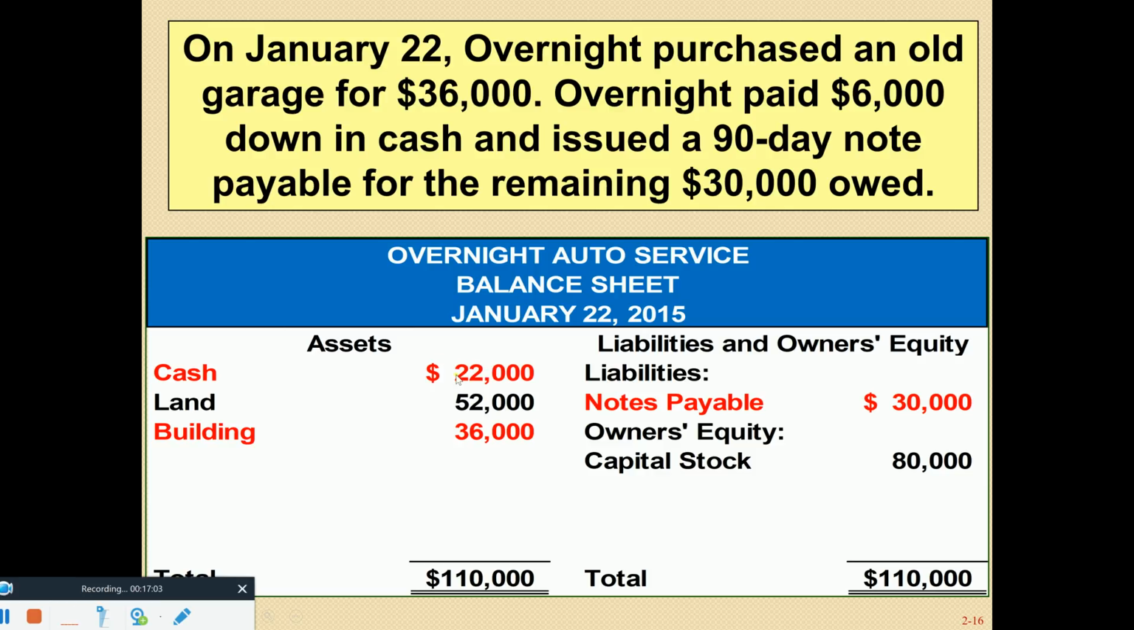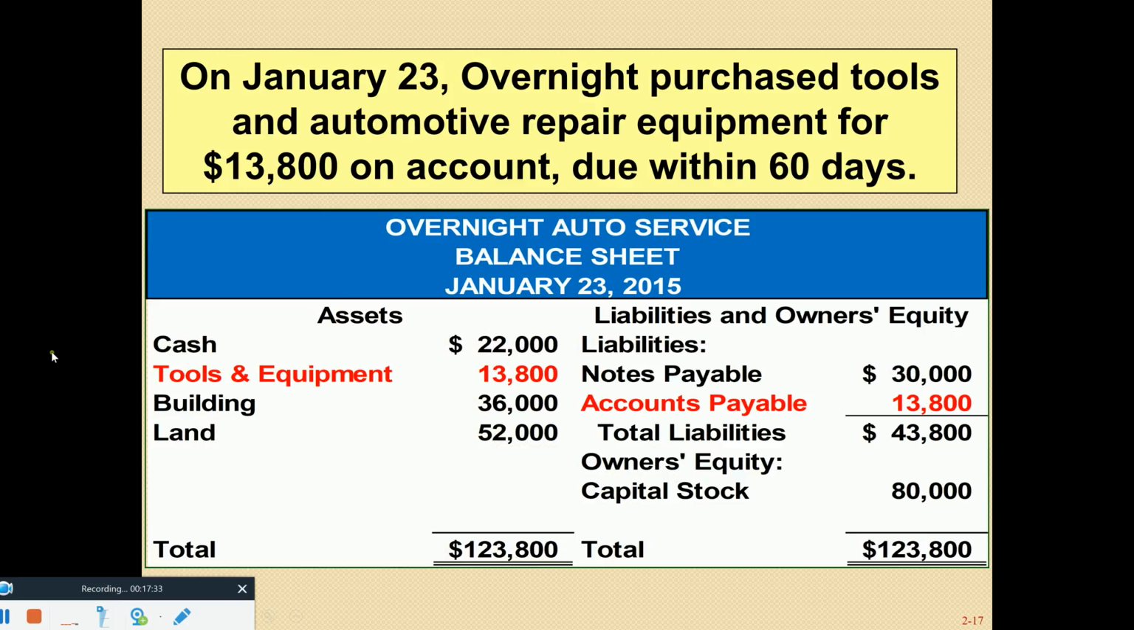This is pretty interesting. Do you remember on the prior slide the cash balance was $28,000? Now look at it. It's down to $22,000 because we wrote a check for $6,000. And we've entered into a new liability, a new debt, and that's over here, the note payable. It's $30,000. And you can take a look, my accounting equation still works. We have assets of $110,000 and we have liabilities and equity of $110,000. The next day, January 23rd, Overnight purchases tools and automotive repair equipment for $13,800 on account, due within 60 days.